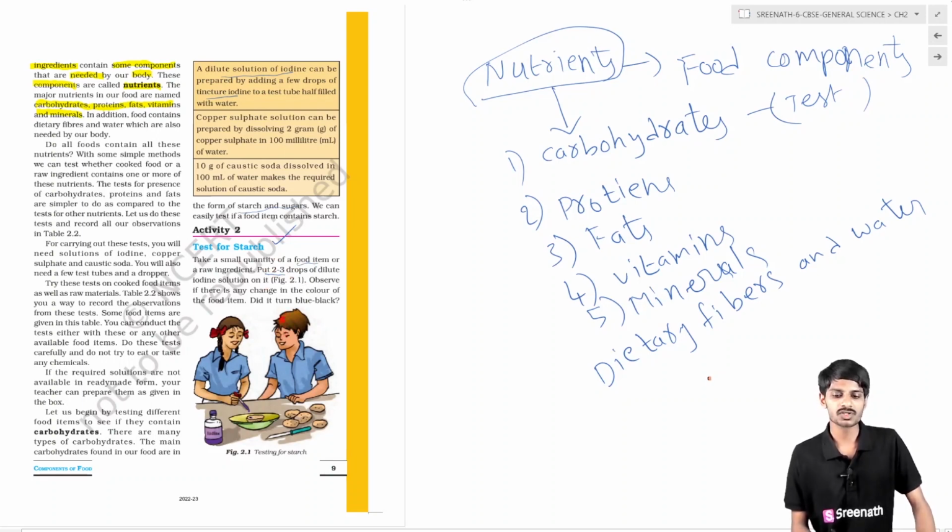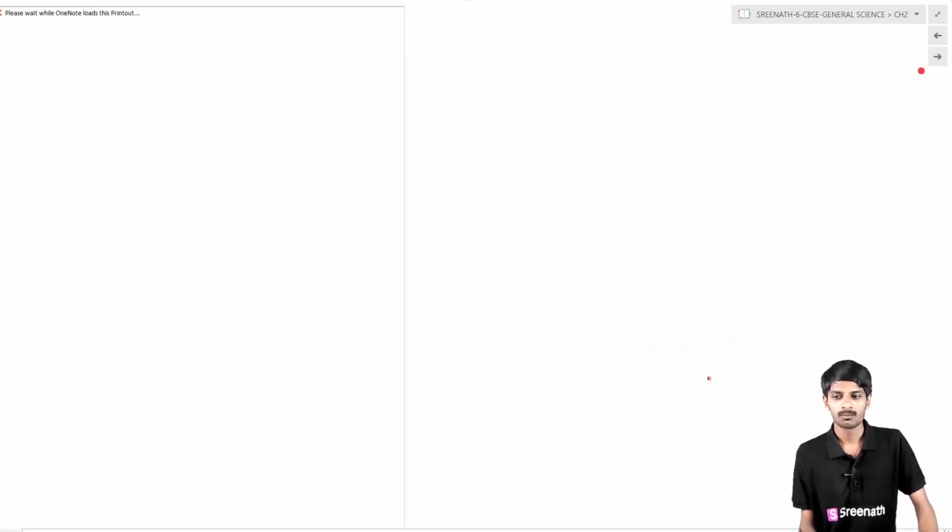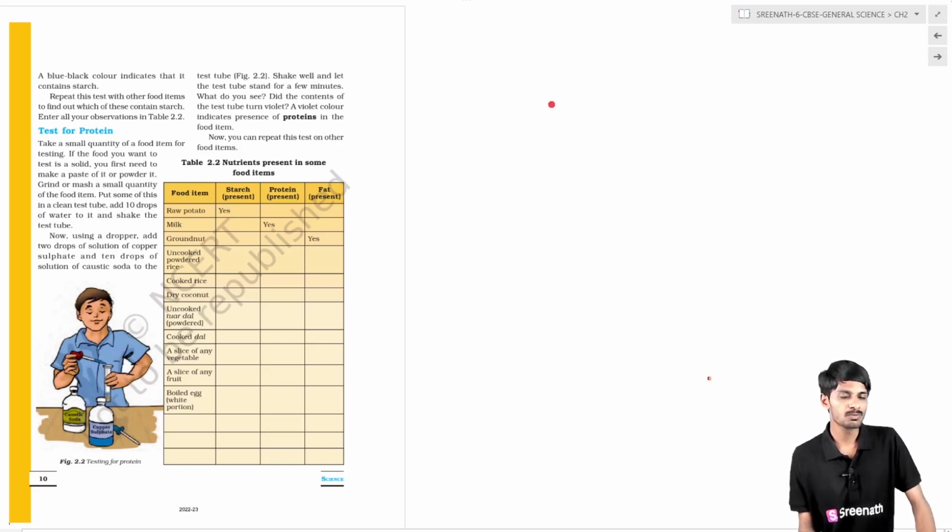That's it. If you observe any change in color, if it turns from blue back to blue-black, then your food contains starch. A blue-black color indicates that it contains starch. So if you observe a blue-black color after adding 2-3 drops of iodine solution, then the food item contains starch. If it does not turn blue-black, then there is no starch. In this way you can perform the test for starch.